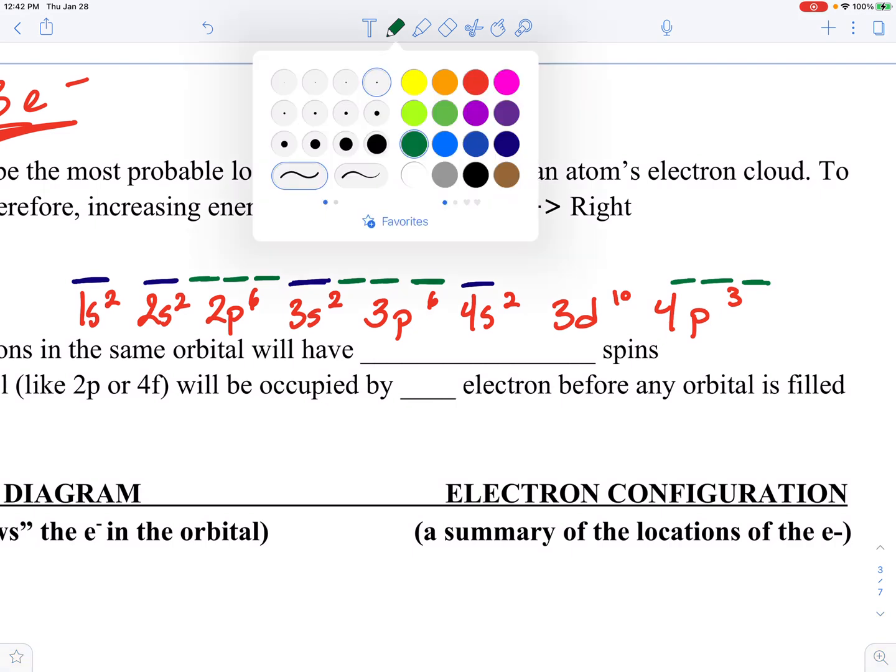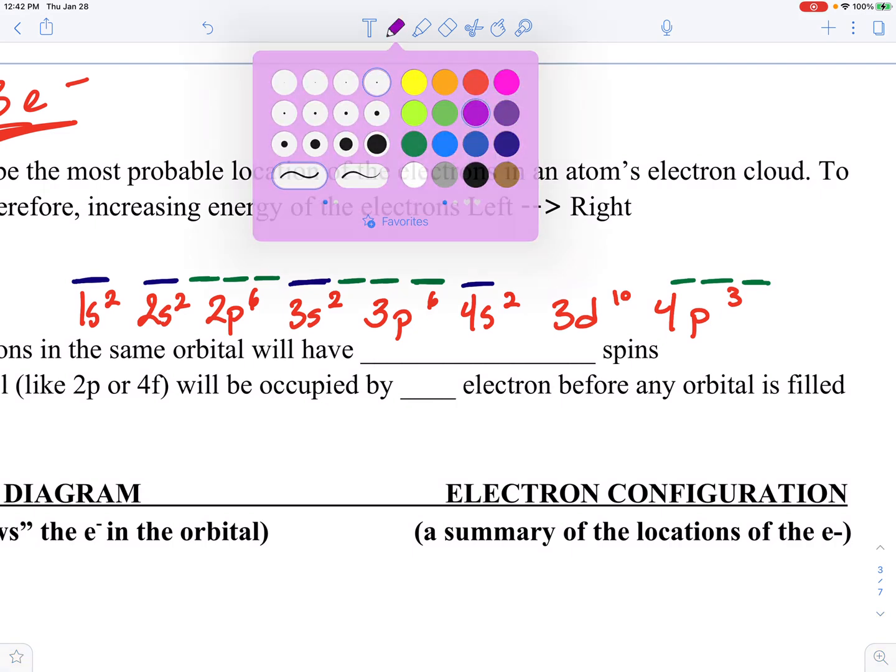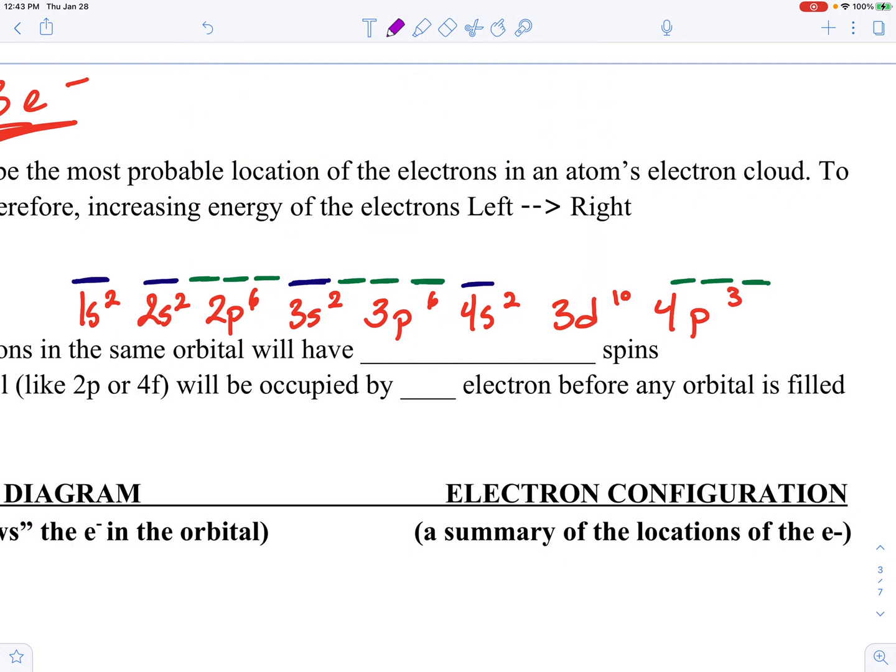And then your d sublevel has 5 bunk beds in it, or 5 orbitals. So it's going to be 1, 2, 3, 4, 5. So again, I draw lines, underlines, instead of boxes. You can draw them as boxes if you'd like.